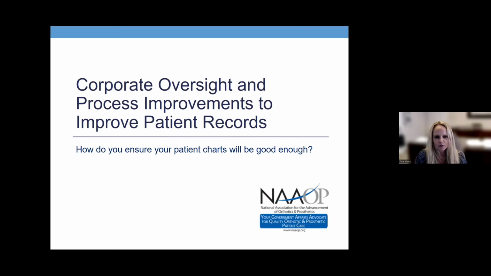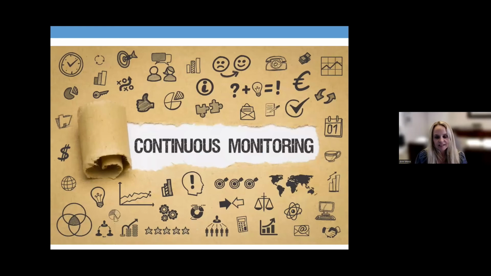So, creating corporate oversight and process improvements to improve your patient records. How do you ensure your charts are going to be good enough in an audit? It's continuous monitoring. So it's just constantly reviewing everything. And it's also looking at the whole entire chart all together before you submit a claim, because when you have an audit, that's how they're going to be looking at it.